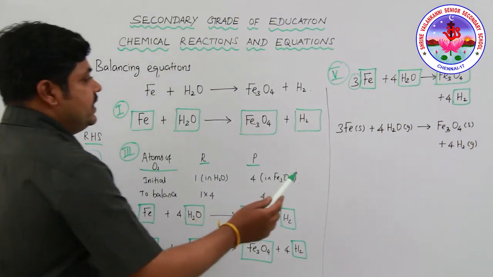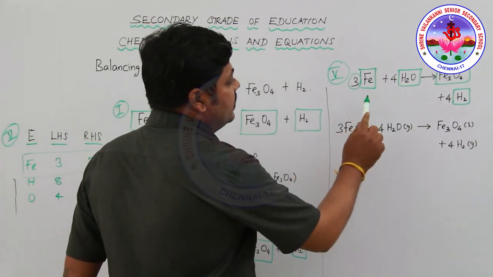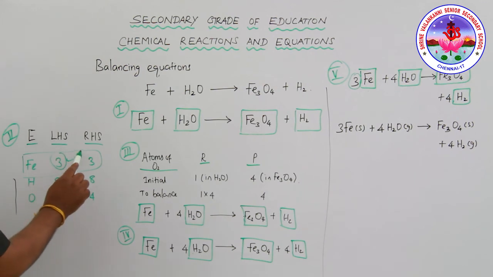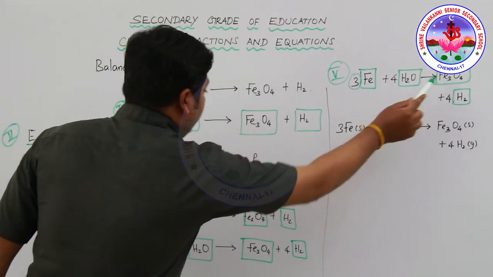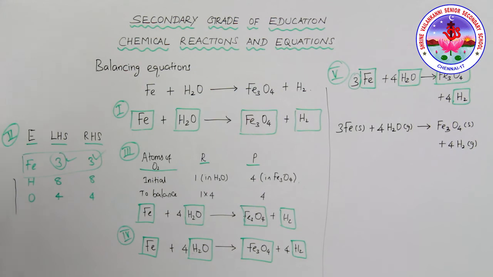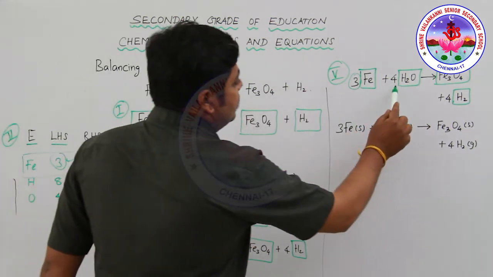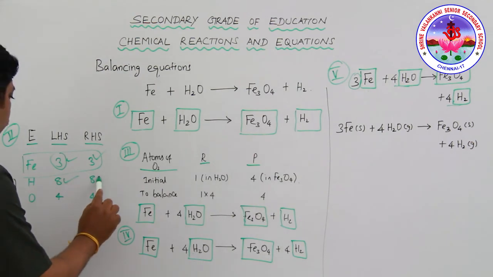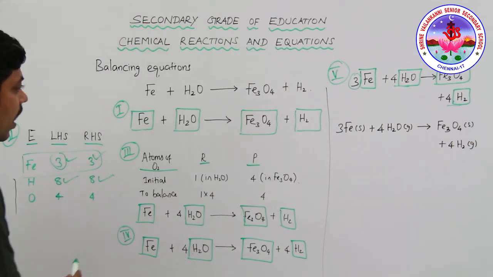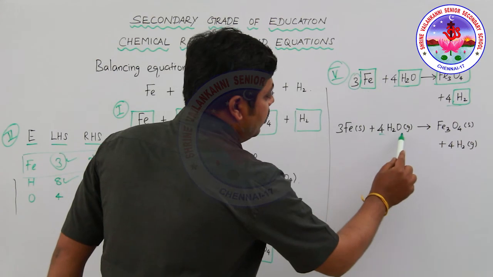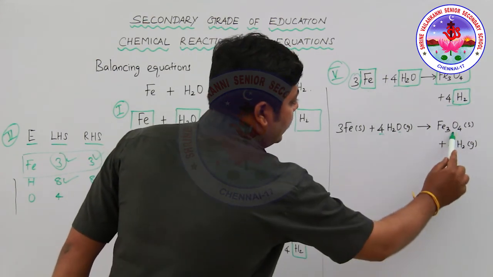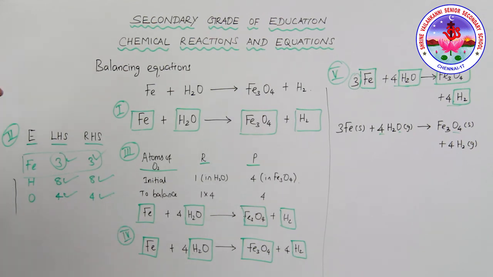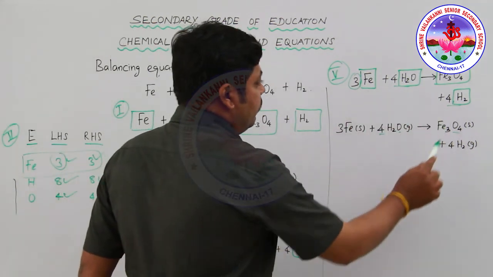Now the equation, check, the equation is balanced. So 3 iron in the left hand side, right hand side also 3, so iron is balanced. Then hydrogen is 8 in the left hand side and the right hand side also 8. Check, both sides balanced. Then oxygen, the number of oxygen is 4 in the left hand side, right hand side also 4. So oxygen is also balanced. So this is called a balanced equation.